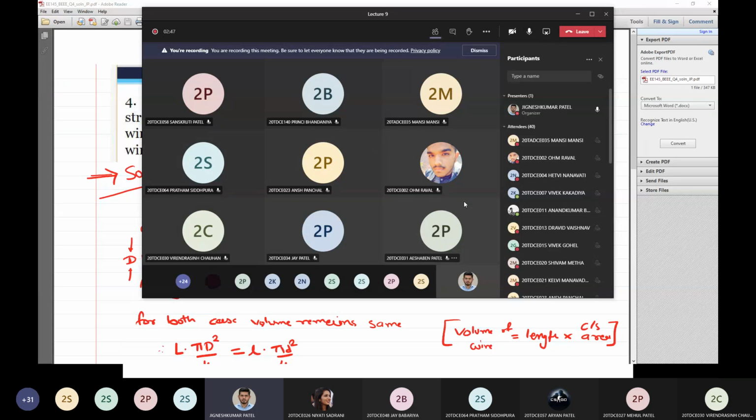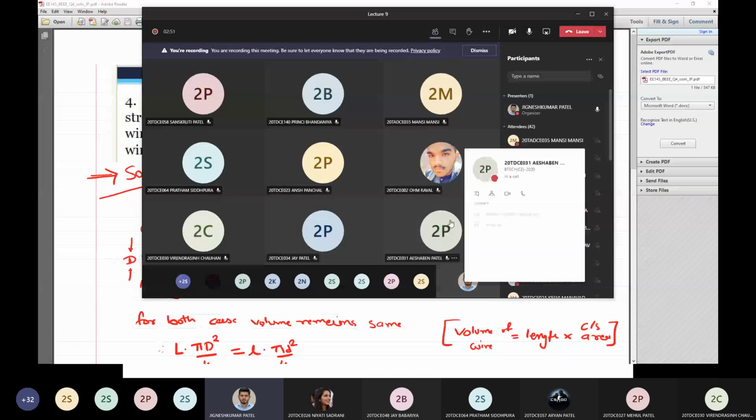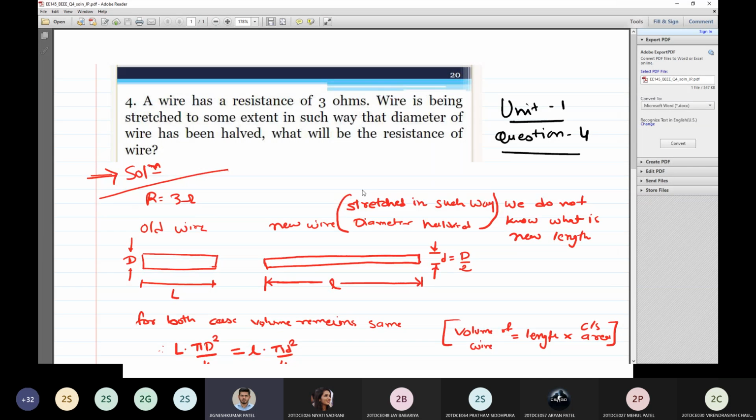Let's start with the mesh analysis. But before that, we had one question in Unit 1. I have given that question to you. That question is like this.